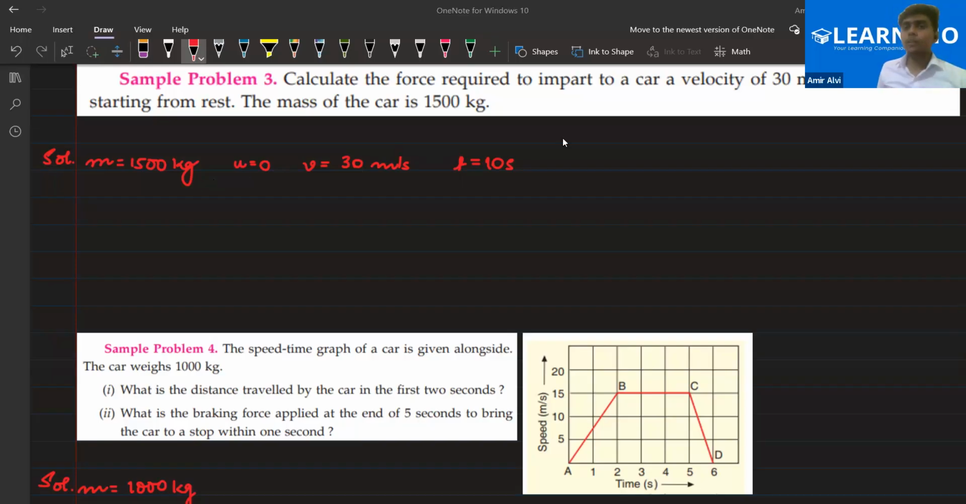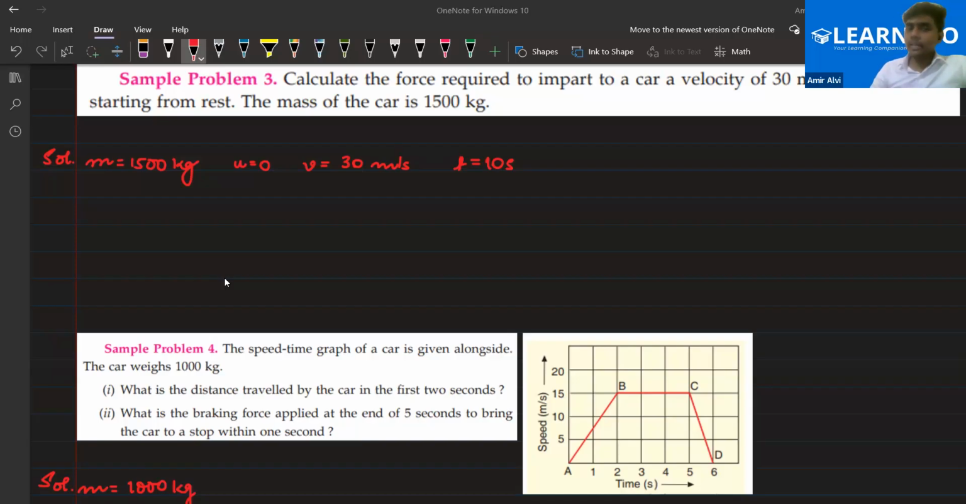Now let's solve it together. The question is saying: calculate the force required to impart a car a velocity of 30 meter per second in 10 seconds. Mass is already given. The car is starting from rest, and the final velocity is 30 meter per second. The time taken to impart that velocity is 10 seconds. So we need the acceleration to calculate the force, because force is nothing but mass into acceleration.